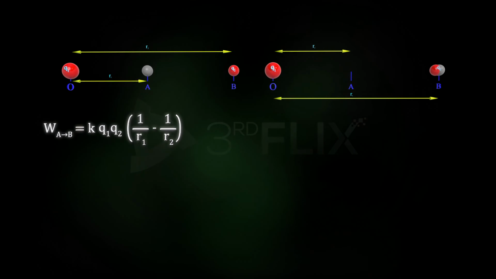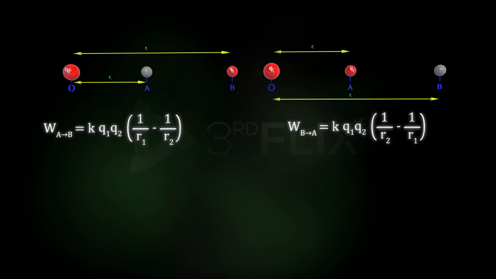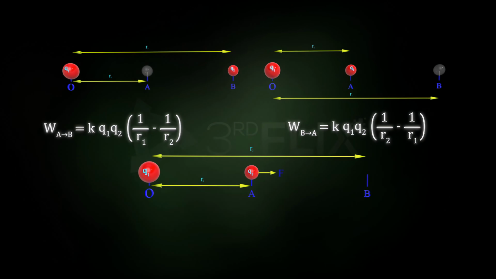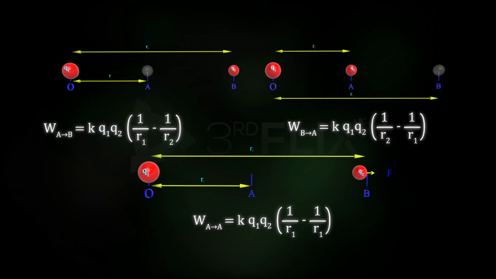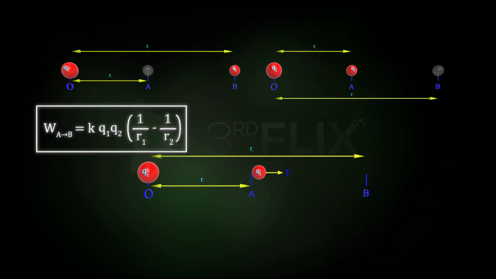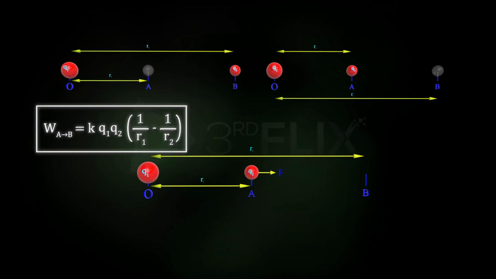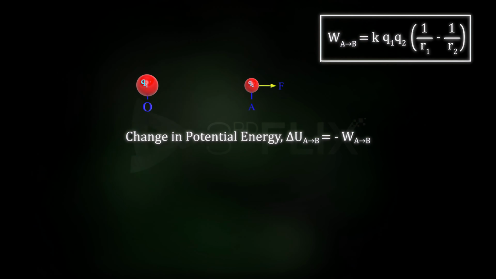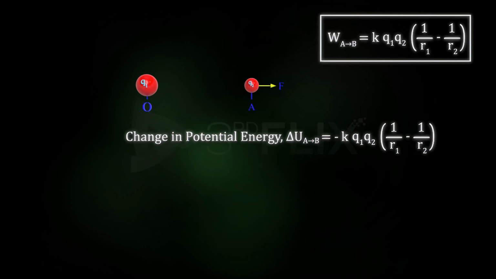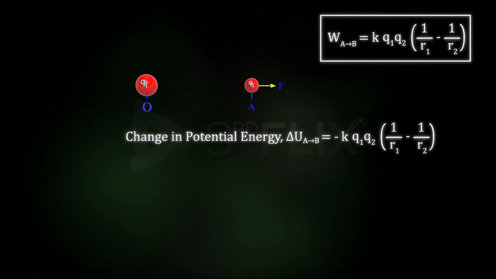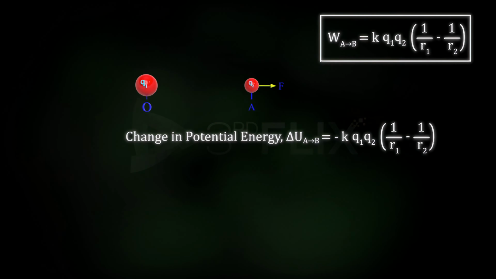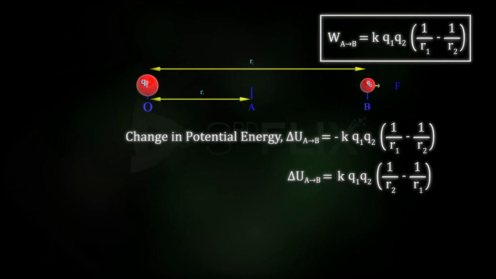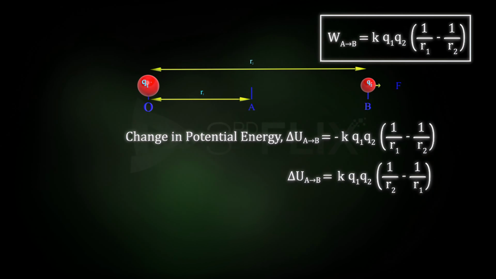Suppose the charge is taken back to point A from point B. We can get the work done simply by interchanging r1 with r2. You can observe that work done by the electric force in a round trip is zero. Hence, potential energy for electric force can be defined, as the change in potential energy is the negative of the work done. So, change in electric potential energy, if Q2 is taken from distance r1 to distance r2, is equal to KQ1Q2 into 1 by r2 minus 1 by r1.